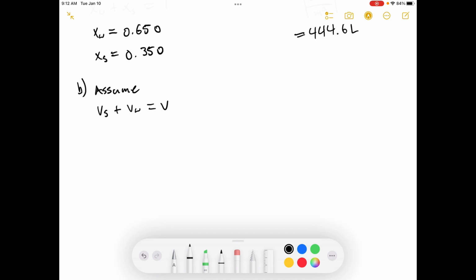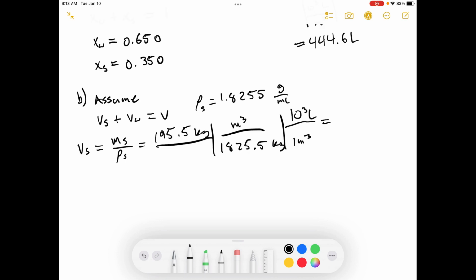Otherwise stated, that the volume is conserved. All right, so the volume of sulfuric acid equals the mass of the sulfuric acid divided by the density of the sulfuric acid that they gave to us, and the density they gave to us was 1.8255. And so now we're going to calculate this volume.